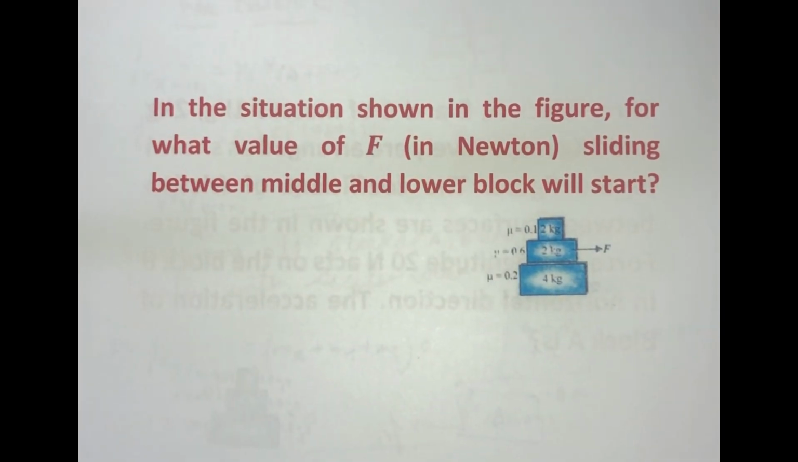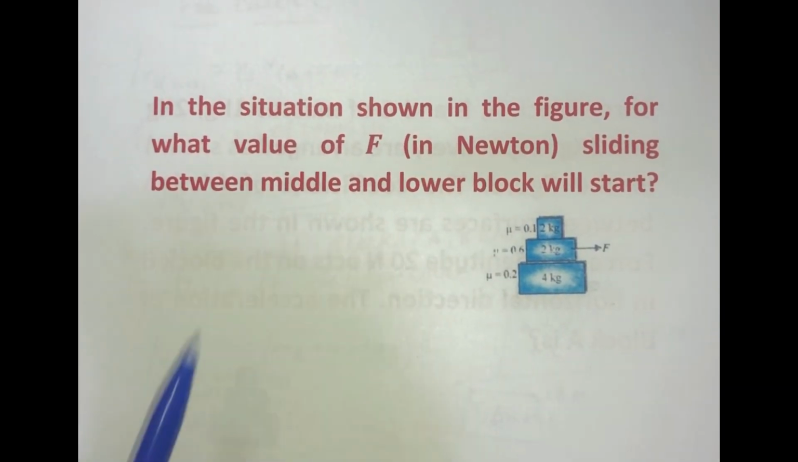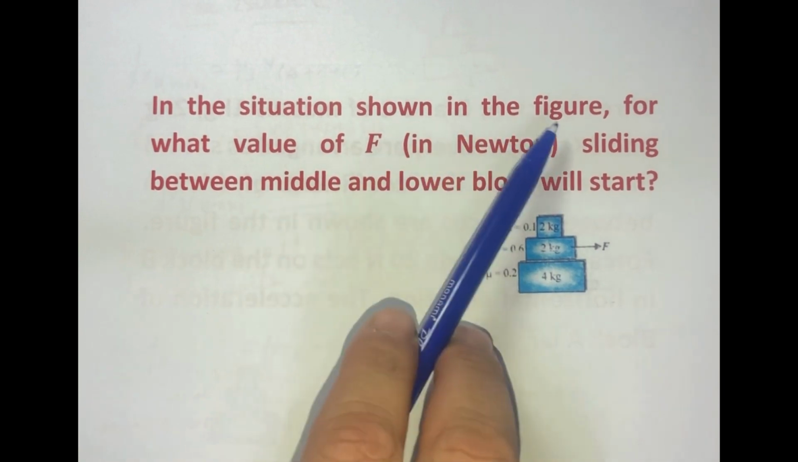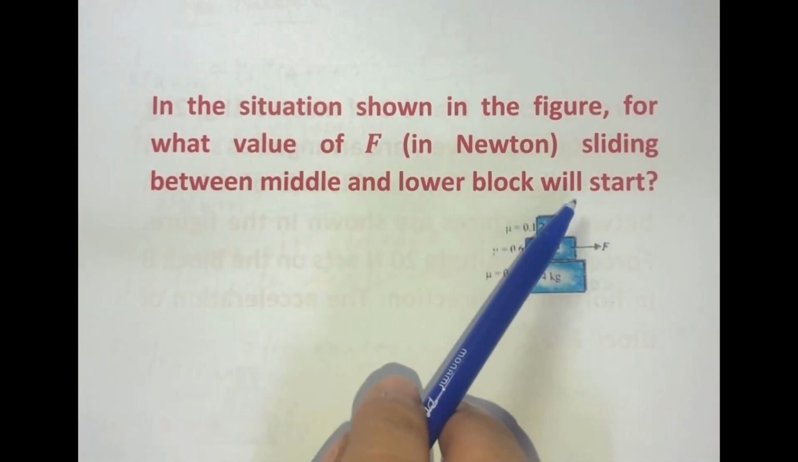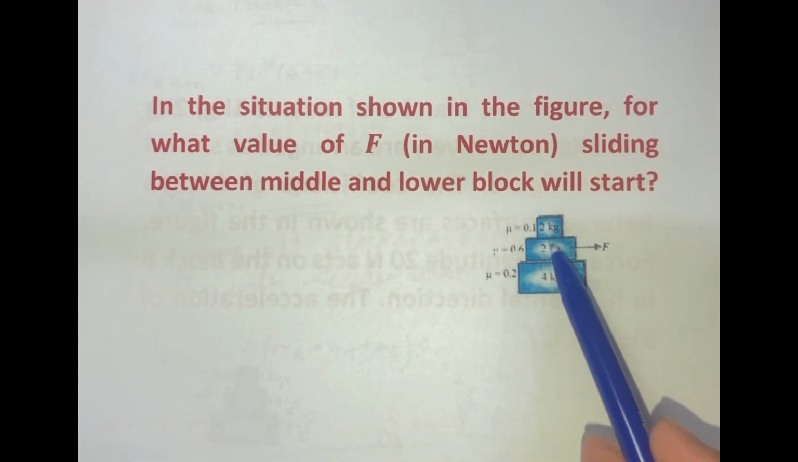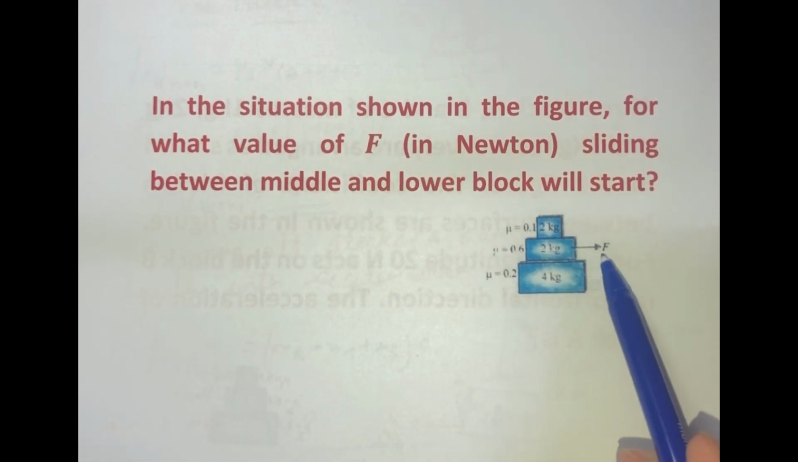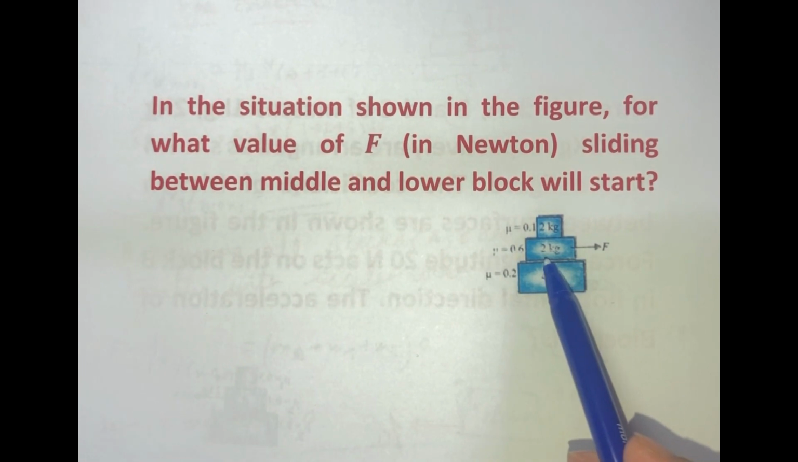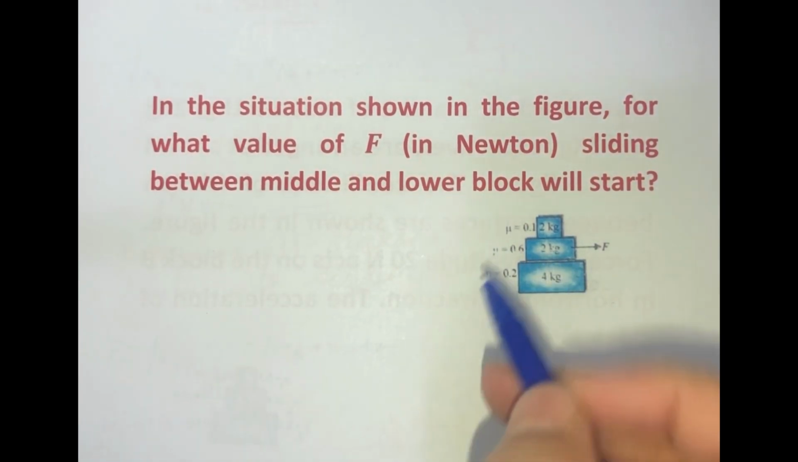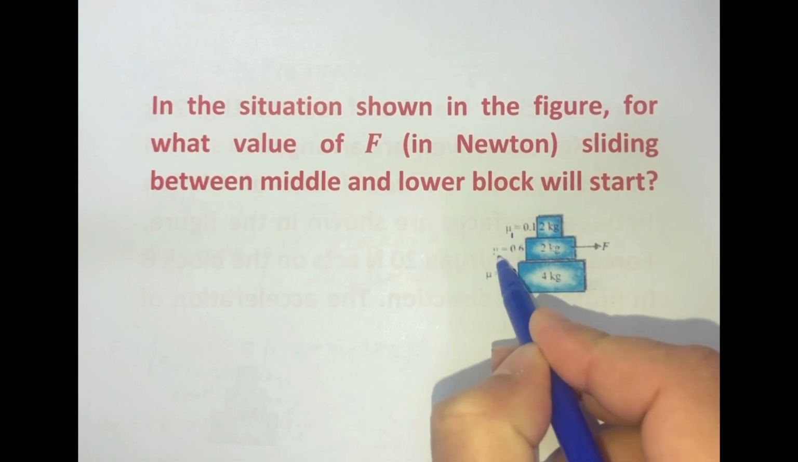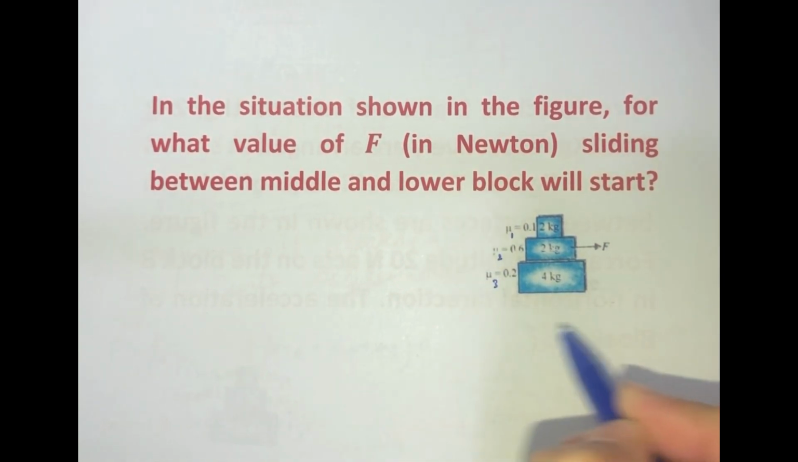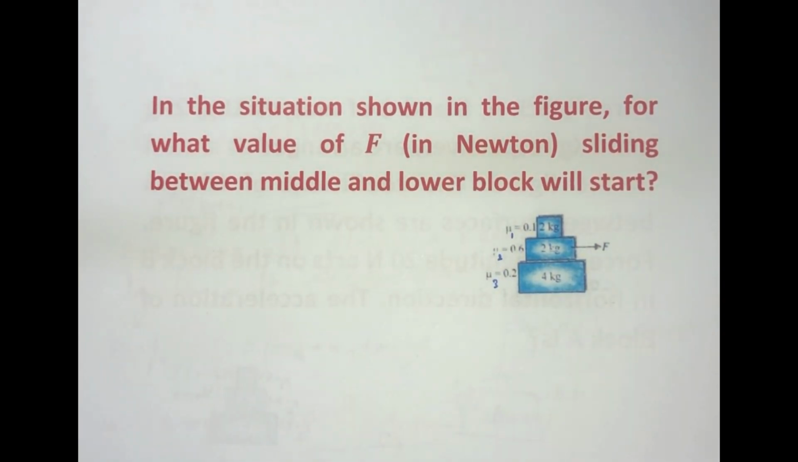Hello friends, in today's question, in the situation shown in the figure, for what value of F will sliding between the middle and the lower block start? So there are three blocks, 2 kg, 2 kg and 4 kg. Force F is being applied on the middle block, that is 2 kg. And the coefficients of friction between them are given as mu1, mu2 and mu3, which are 0.1, 0.6 and 0.2.